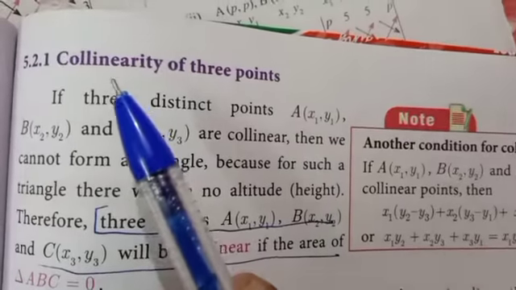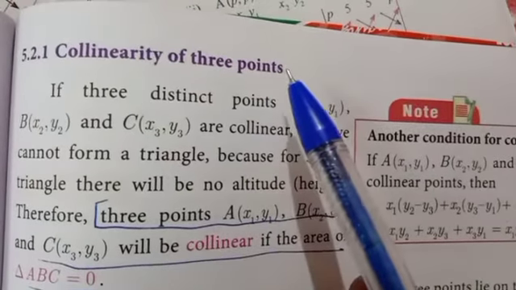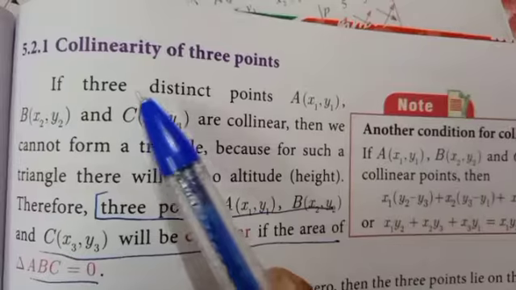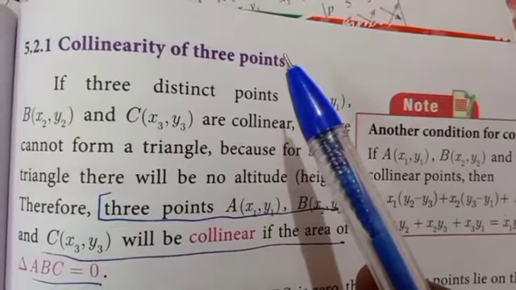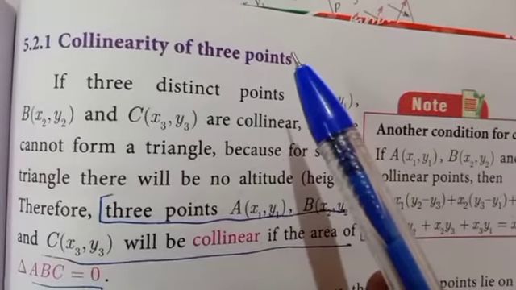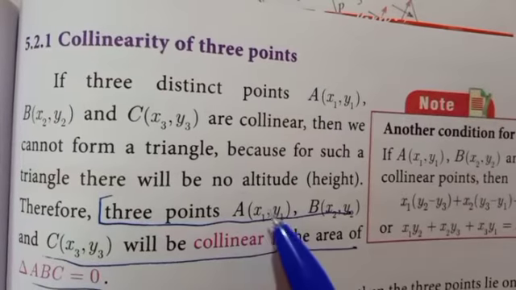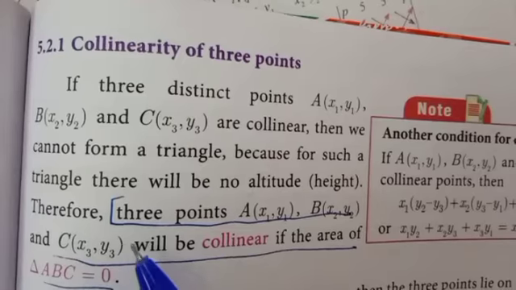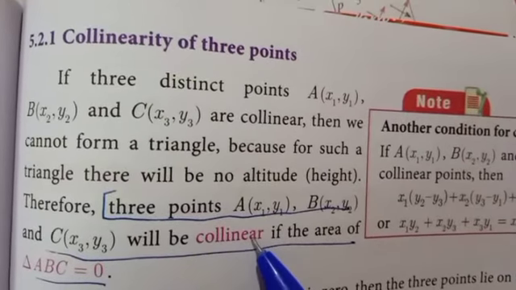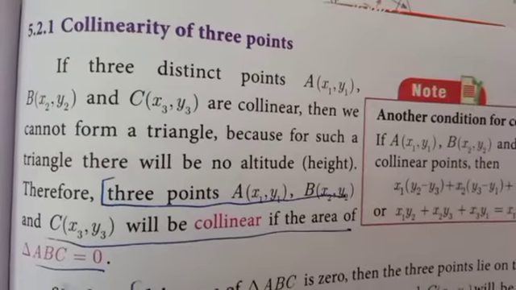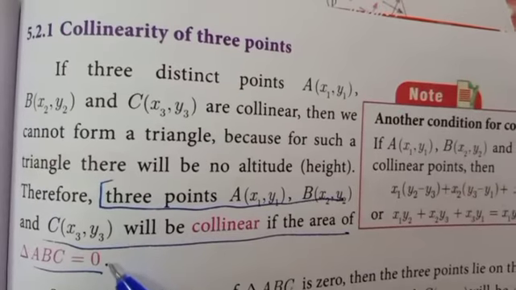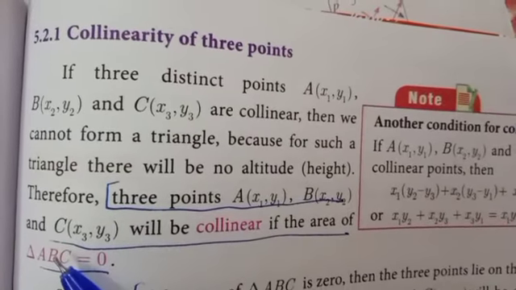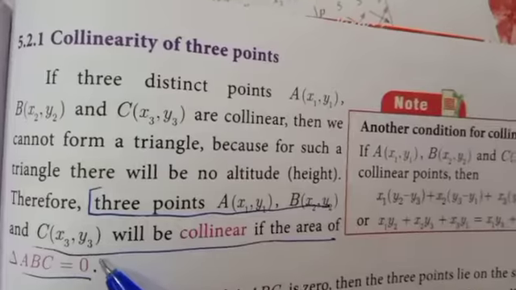Students, now you are going to learn collinearity of 3 points. How do we check whether the given points form a collinear? The 3 points A(x1, y1), B(x2, y2) and C(x3, y3) will be collinear if the area of the triangle is equal to 0. Collinear means the area of the triangle is equal to 0.